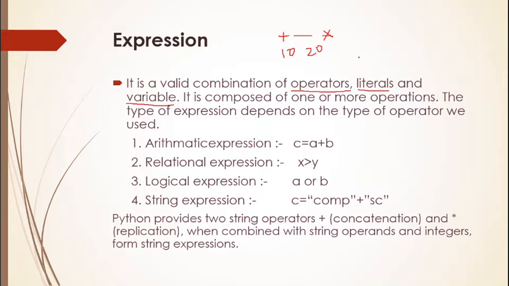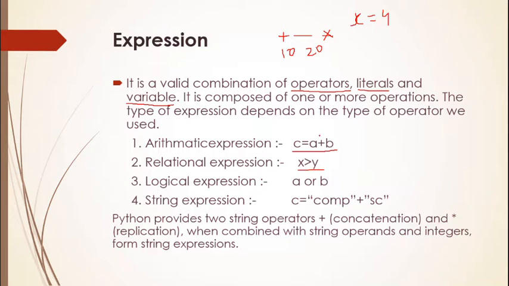And what are variables? When we create a variable, say x, and we assign a value to it, say 4, these are the variables. Now an expression is a combination of these things. For example, if we write c equals a plus b, this is an expression. Here x is greater than y, this is an expression. There may be more than one operator also, or more than two operands also.